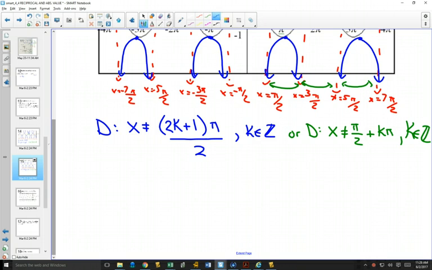And our range is going to be the same as before. Y is less than or equal to negative 1, or y is greater than or equal to 1. So with the cosecant and secant graph, they have followed all of the same rules that we've had with our reciprocal graphs so far.